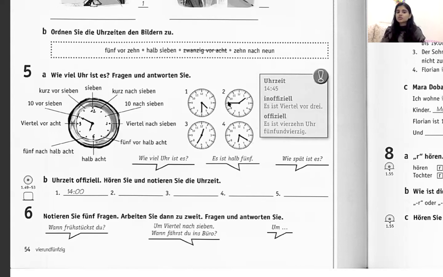And inofficially, to this clock, you will read it like quarter to two. Es ist Viertel vor zwei. And officially, it is what? 13:45 for you. So you will tell me Es ist 13 Uhr 45.